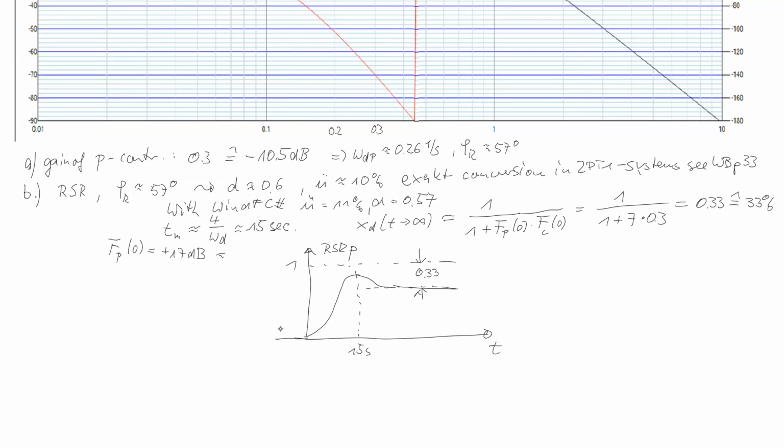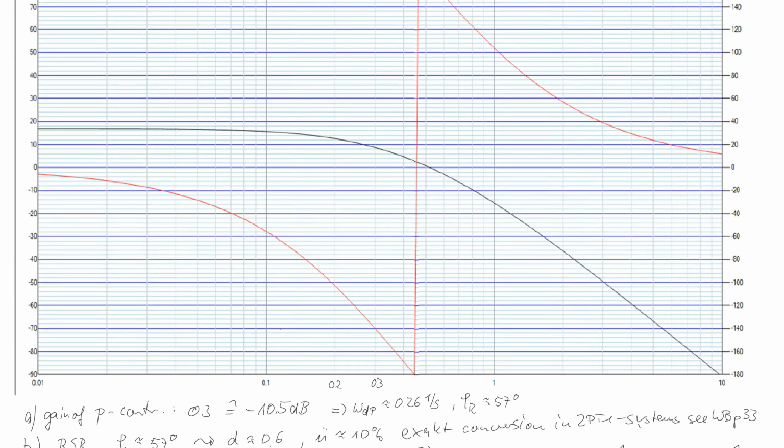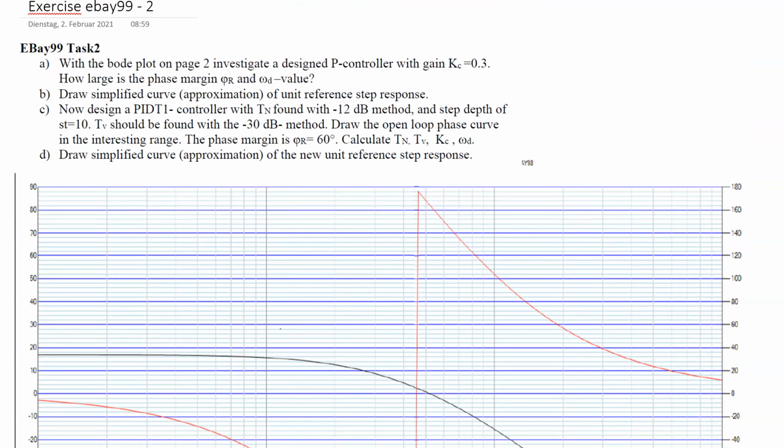So we can now start with part C of this task. What is given? In part C, we should design a PIDT1 controller, the complete program. Tn is found with a negative 12 dB method.